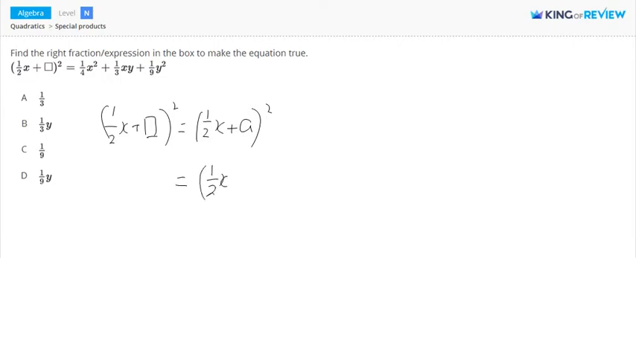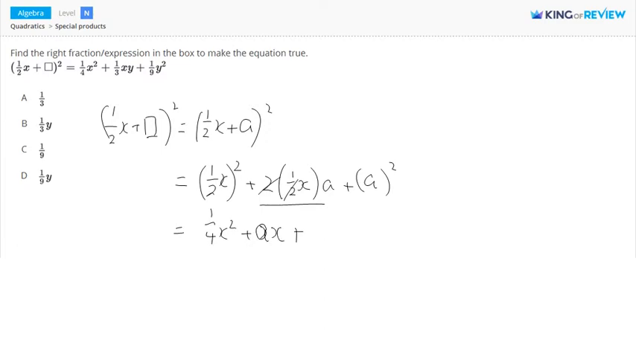So we're going to have 1/2 of an x, squared, plus 2 times 1/2 an x times an a, plus an a squared. So this is going to be 1/4 of an x squared, and this is going to be 2 times 1/2, so cancel that, ax, and then the last part's just going to be a squared. And that should equal this.